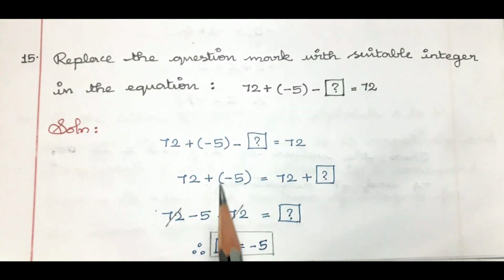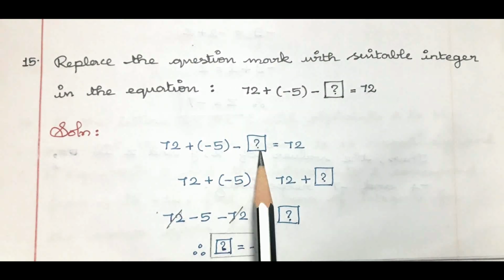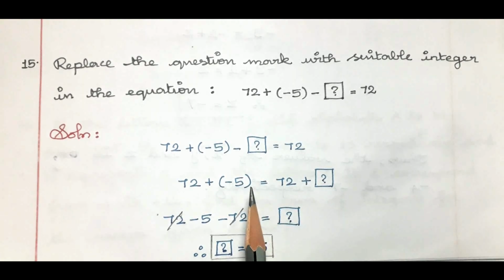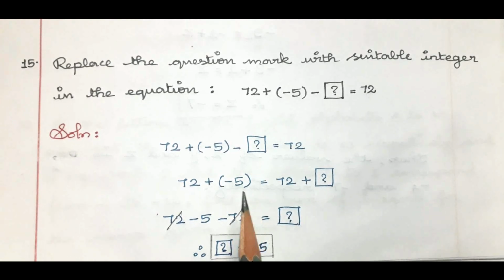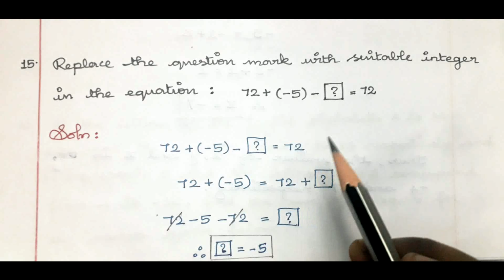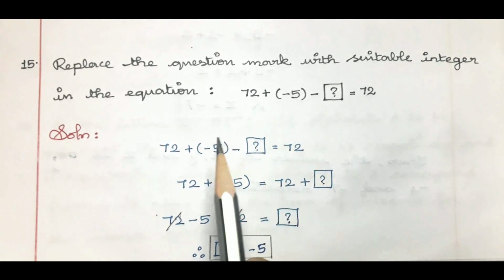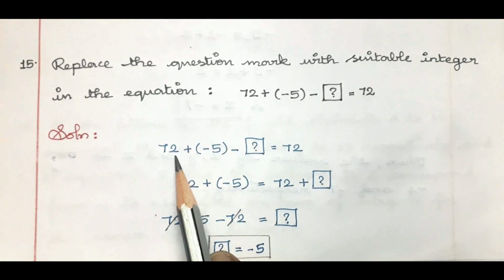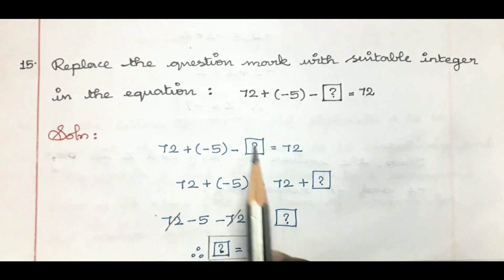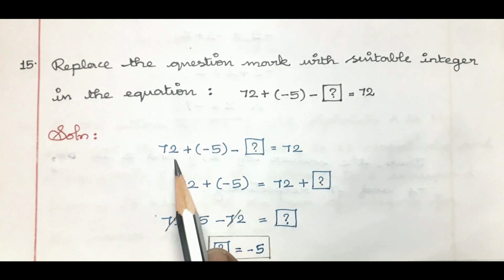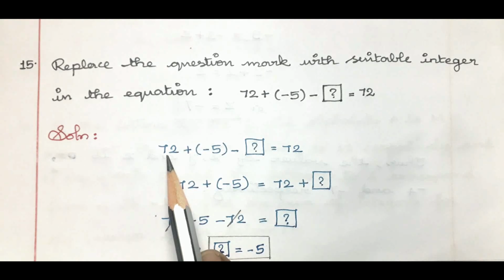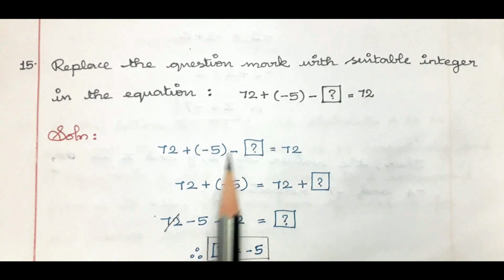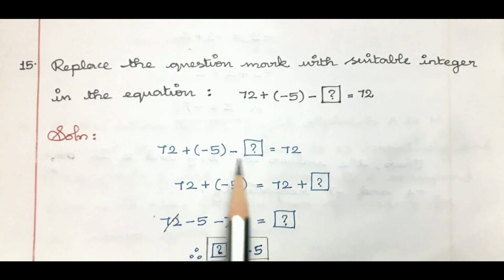Yes, 72 minus 5 minus the unknown is equal to 72. Clear? You can do one thing. If you want to solve easily, you can strike off 72 and 72 on the left hand side as well as the right hand side, because if you take the 72 to the other side, it becomes minus 72, and 72 minus 72 is 0. So in future, in higher classes, you can directly strike out the number on the left hand side and right hand side with the same sign and same number. Clear? Not a problem.